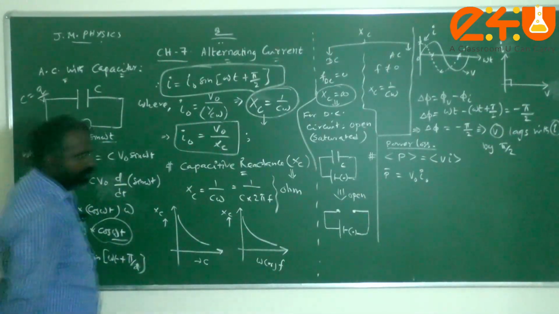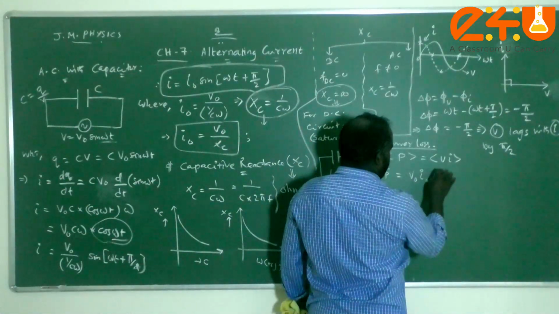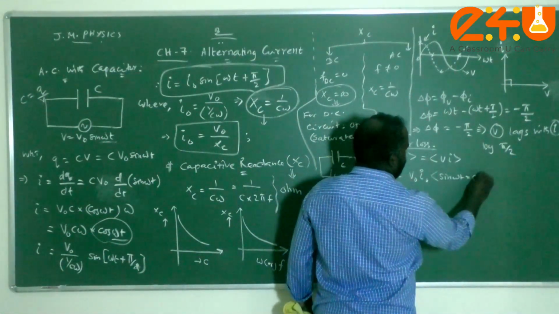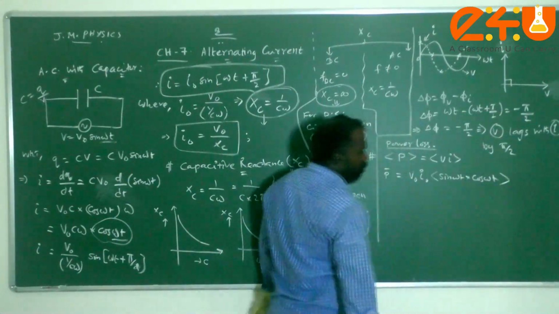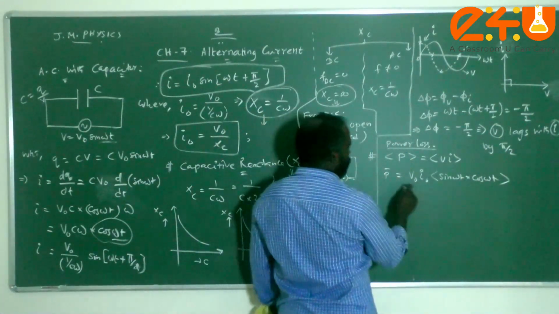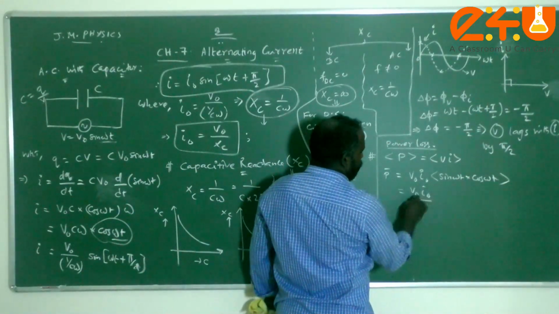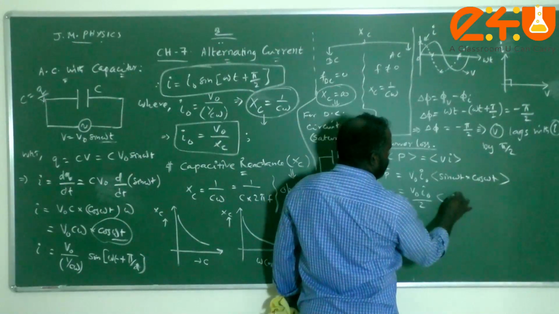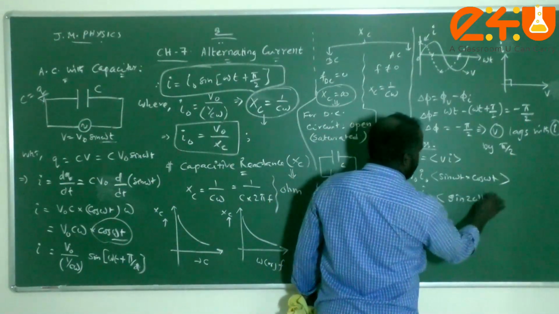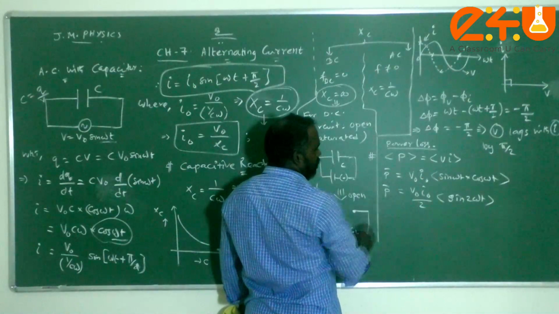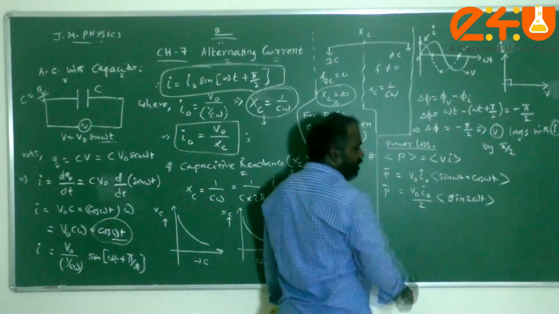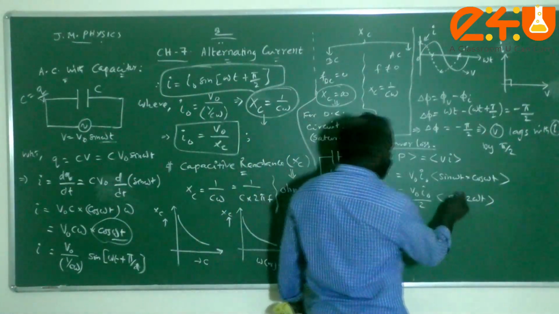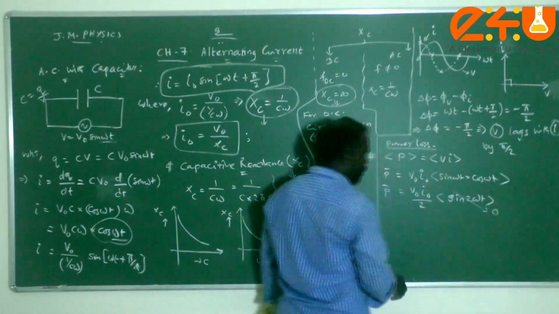So the voltage is a sine, but the current equation is cos omega t. Multiplying by 2 divided by 2, we get V naught I naught by 2, and 2 sin theta cos theta is sin 2 theta, so sin 2 omega t. For the time average, the sine function of 2 theta, 3 theta, etc. will be 0. So this time average will be 0.